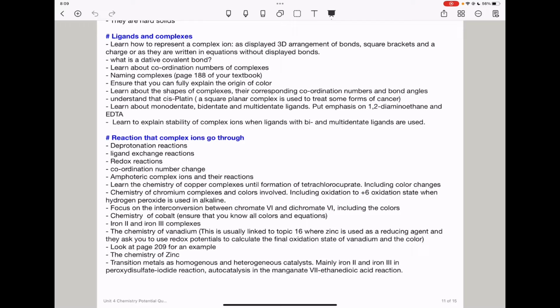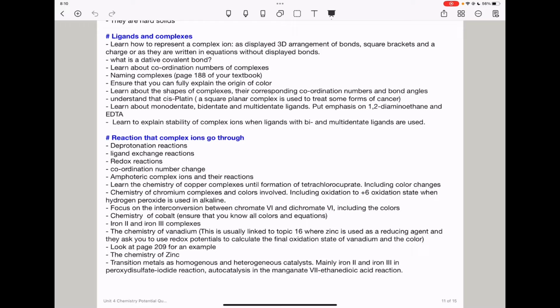An example is when HCl is used with copper and then you form tetrachlorocuprate from the hexa-aqua copper 2. Learn about redox reactions, reactions involving complex ions that go through coordination number change. Of course, like from hexa-aqua copper 2, which has coordination number 6, to tetrachlorocuprate, which has coordination number 4. In these reactions involving deprotonation, some of the intermediates formed can be amphoteric, so learn about amphoteric complex ions and the reactions that they go through.